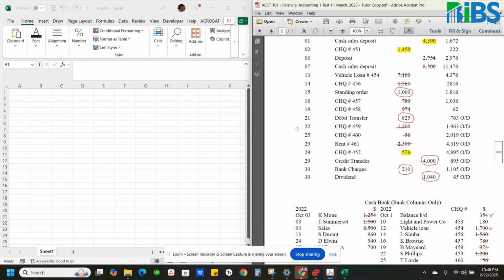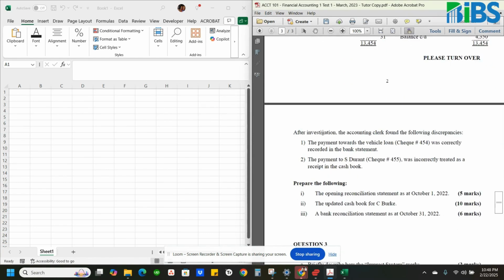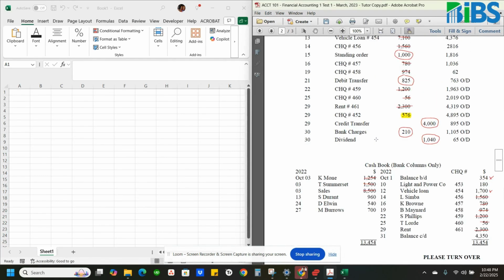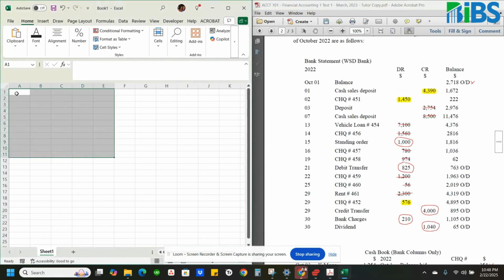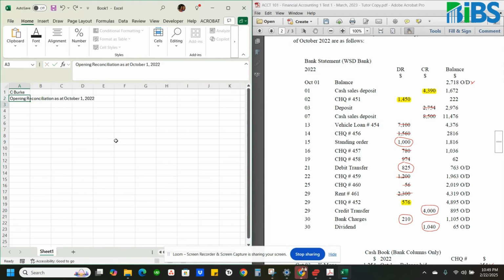To do this, let's just revert back to the question for a bit to get the specifics. It said the opening reconciliation statement should be as at October 1, 2022. So when preparing any report, take note of your dates because you need to make sure that you title your reports and you're using the correct dates. So we're going to head this up, Seaburk. And then this is going to be our opening reconciliation as at October 1, 2022.